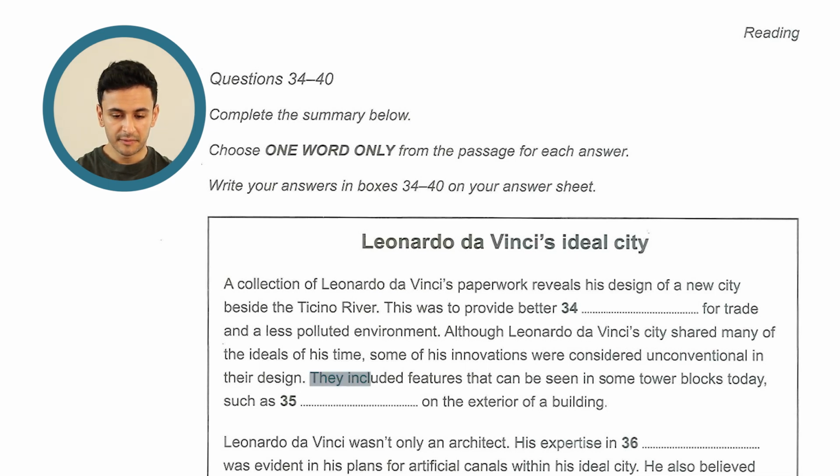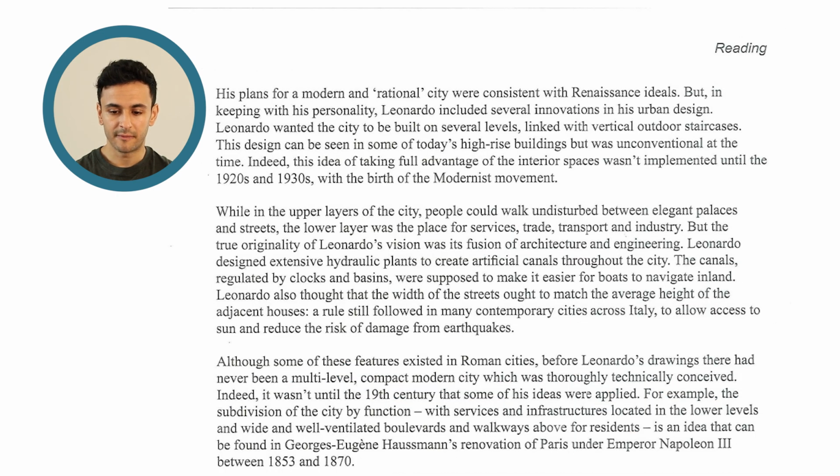So they included features that can be seen in some tower blocks today, such as on the exterior of a building. So let me try and locate this. I remember seeing the word unconventional in one of the paragraphs. I'll try and find that word again. Yeah, it was in the 6th paragraph. This design can be seen in some of today's high-rise buildings, but was unconventional at the time. So the innovative aspect or the unconventional aspect that I'm looking for is located on the exterior of the building, and that's what I need to find.